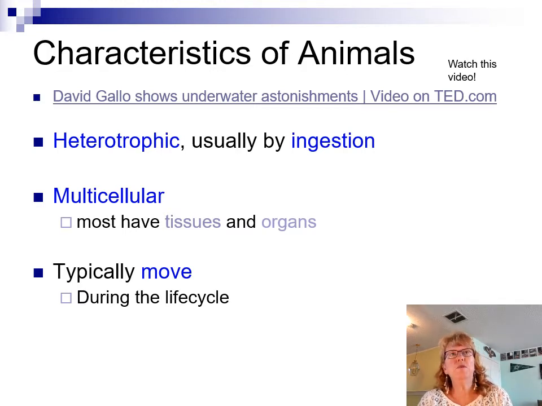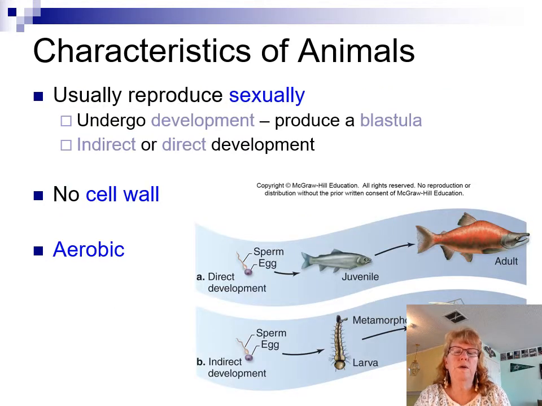Okay, animals typically move, so that doesn't necessarily mean every part of the life cycle they can move, but at least in one part of their life cycle, animals will be able to move. For reproduction, all animals can reproduce sexually, so that means there's input of genetic material from two parents. They all go through a development process, and during this development process, most of them will produce a blastula.